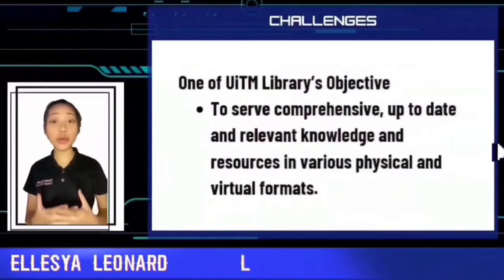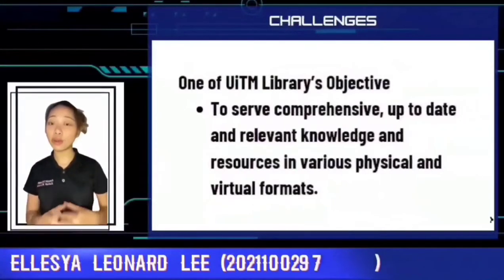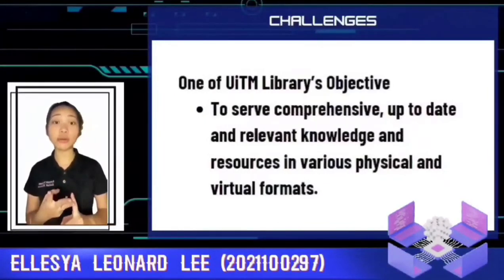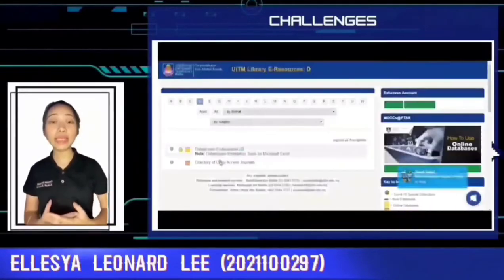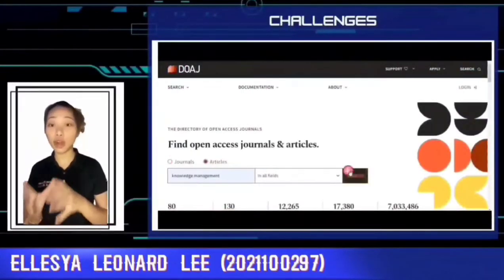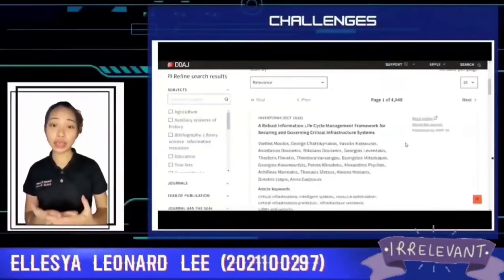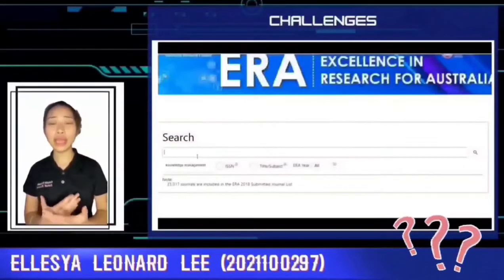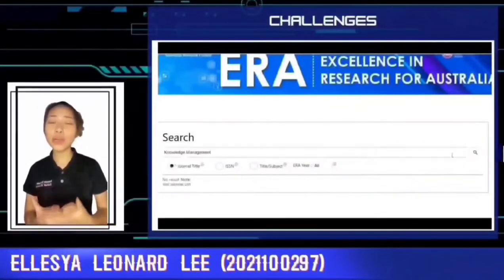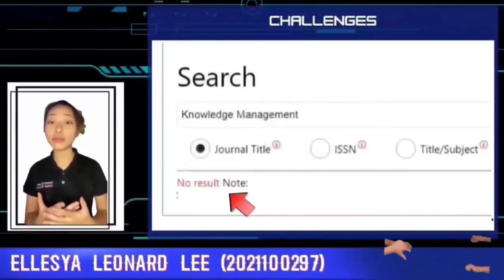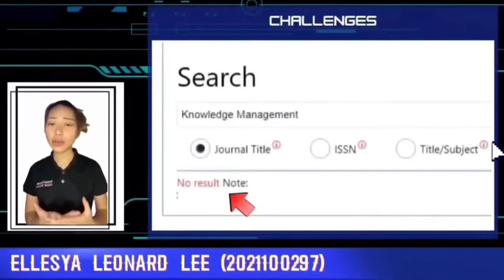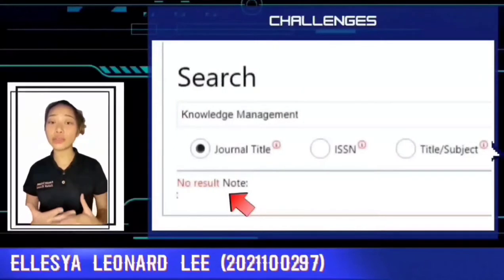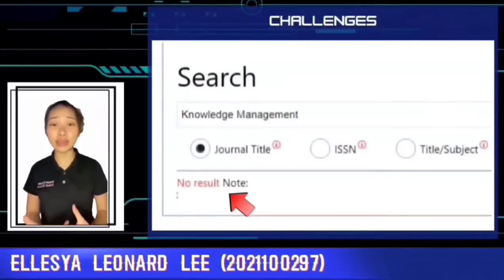One of the challenges that our UiTM library faces is the difficulty to achieve one of its objectives, which is to provide comprehensive, updated, and also relevant knowledge resources in both virtual and physical format. This can be seen as shown here, that the resources on the subject of knowledge management are irrelevant. As you can see, upon searching the keyword knowledge management, several articles pop up, but none of them is actually related to the subject in question. There are worst case scenarios whereby there are no articles on the subject of knowledge management at all. How is UiTM Library going to achieve their objective of providing comprehensive and relevant knowledge resources if the articles are unrelated and missing?